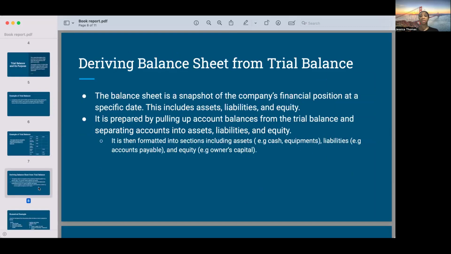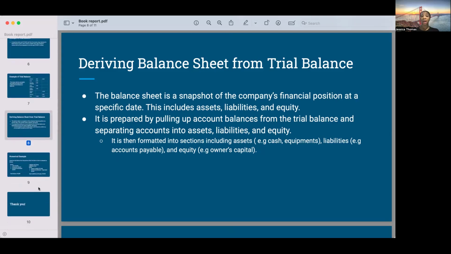So how do we derive a balance sheet from a trial balance? The balance sheet is a snapshot of the company's financial position at a specific date. This includes assets, liabilities, and equity. It is prepared by pulling account balances from the trial balance and separating the accounts into assets, liability, and equity. Assets can include cash, equipment. Liability can include accounts payable or utility bills. And equity is, for example, owner's capital or net income or revenue earned.